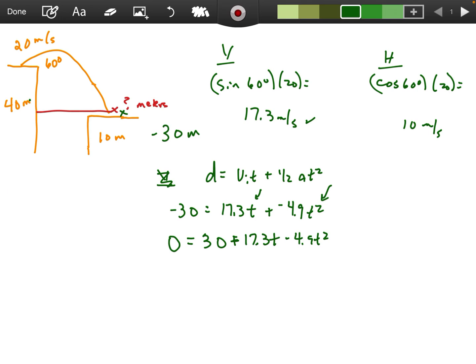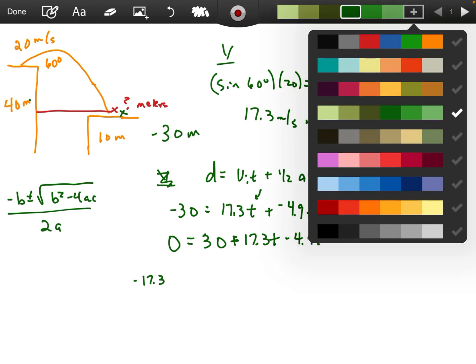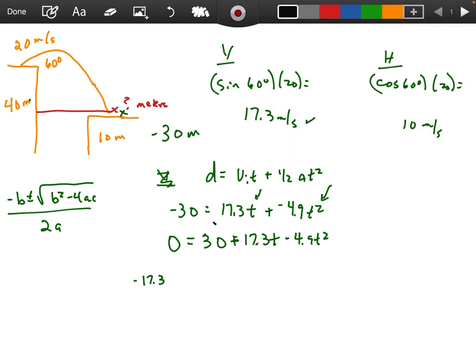And at this point, you would have the quadratic equation given to you. You do not have to memorize it. Negative b plus or minus the square root of b squared minus 4ac, all over 2a. If you want the full 2 points for this assignment, I'm going to need to see your quadratic formula usage. So that's going to be a negative 17.3. Might want to label these the constant C, B, and A.